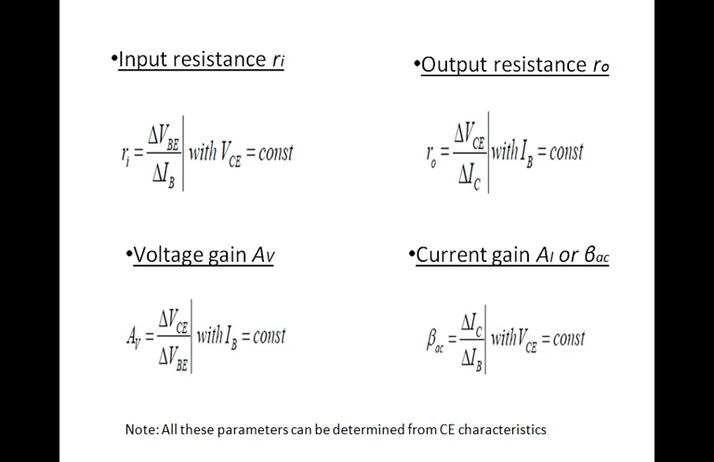So input resistance Ri equals delta VBE by delta IB, keeping VCE constant. And similarly, output resistance Ro equals delta VCE by delta IC, keeping the input current IB constant. And voltage gain, output voltage by input voltage, that is delta VCE by delta VB, keeping IB constant. And current gain, beta AC, output current by input current, delta IC by delta IB, keeping VCE constant.